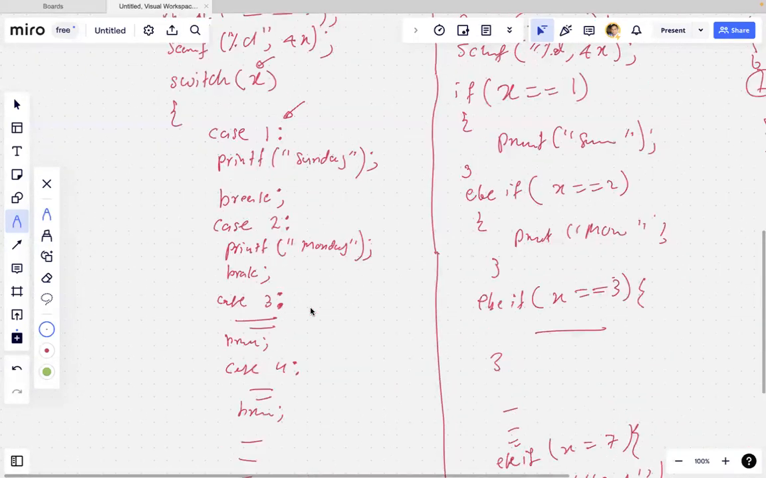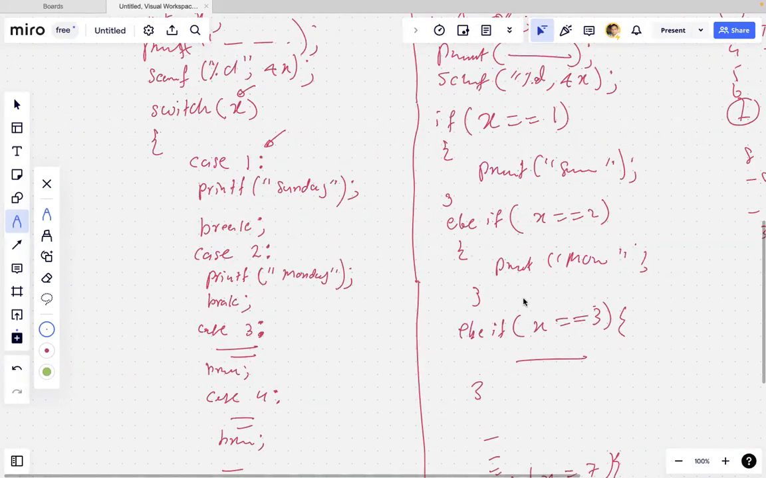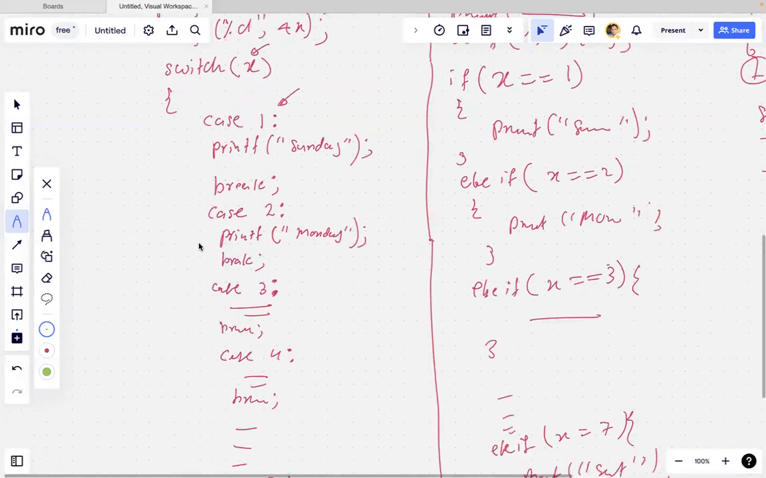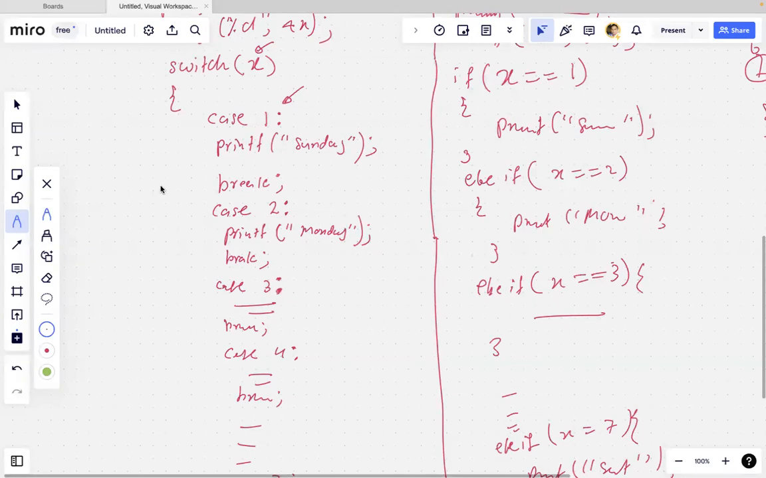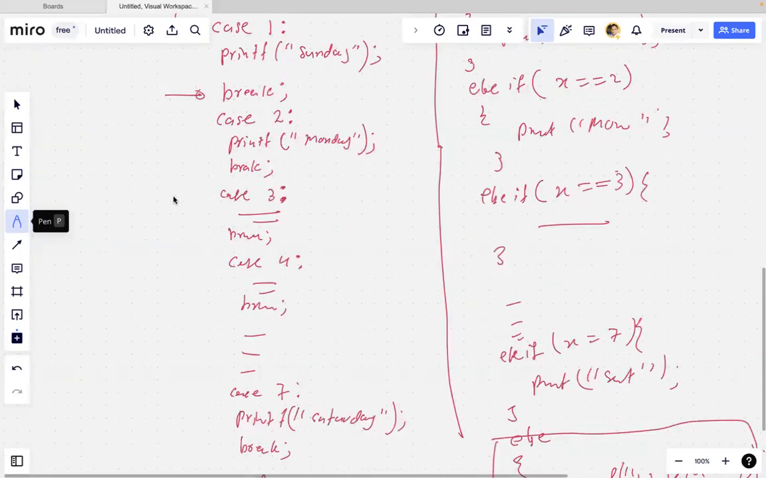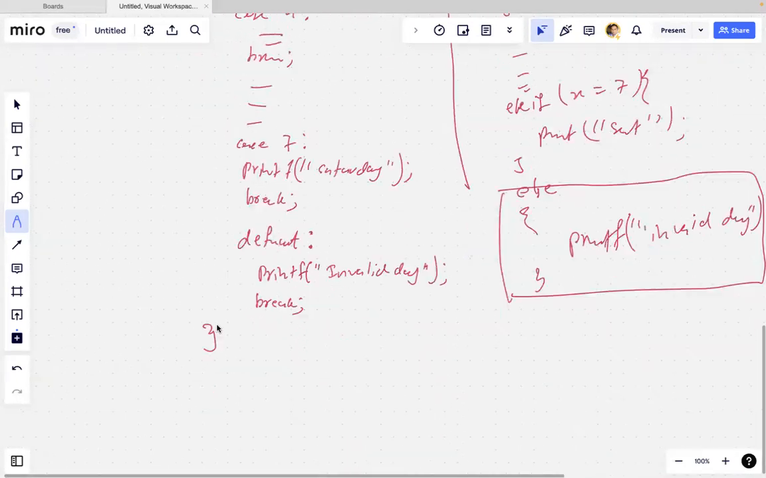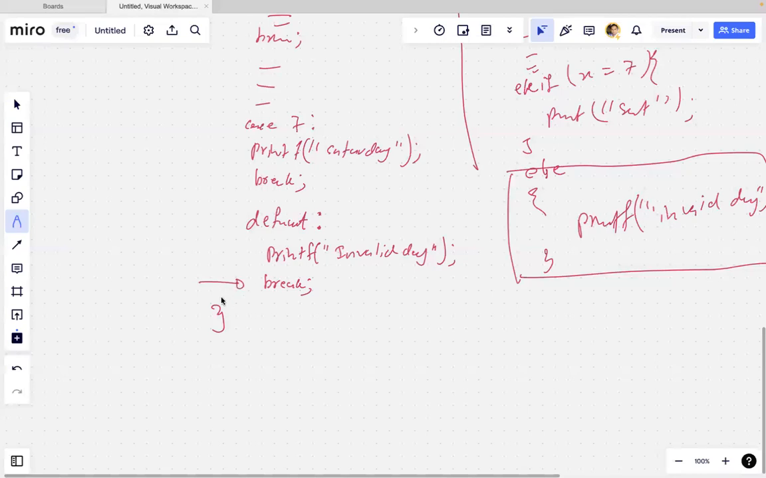Here this is the way of writing the same if-else statement using the switch case. And remember that it is very important: at the end of each case, you have to provide the break keyword. And in the last part, break is optional because this is the last line. In the default case, break is optional if it is the last line.